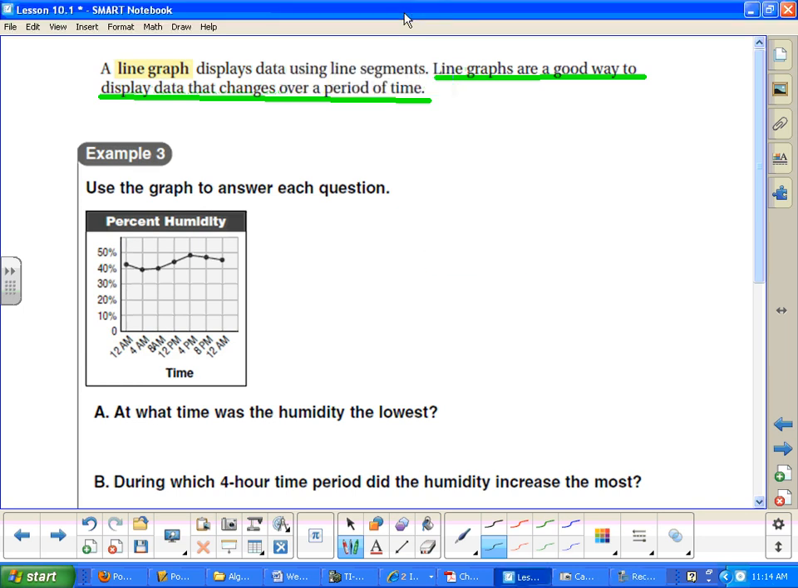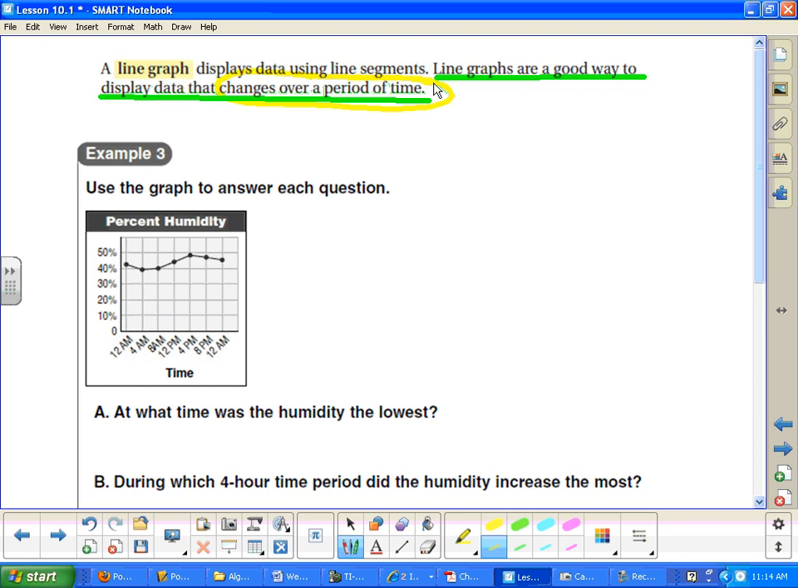A line graph displays data using line segments. Line graphs are a good way to display data that changes over a period of time. So if we're focusing on changes that happen over a period of time, we want to use a line graph instead of a bar graph. Well, when we show our grades on the graph that you're going to be doing for class, keeping track of your goal, that is a line graph, because we're going to show how it changes over time, right? Okay? So there's a very good application of it right there.